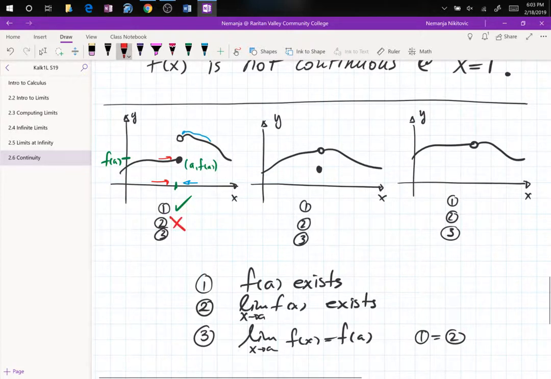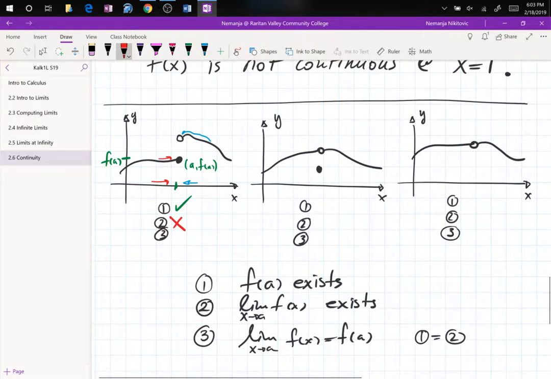Limit does not exist. This is one that we would call jump discontinuity. Jump discontinuity, as the limit fails to exist. How about the next one?